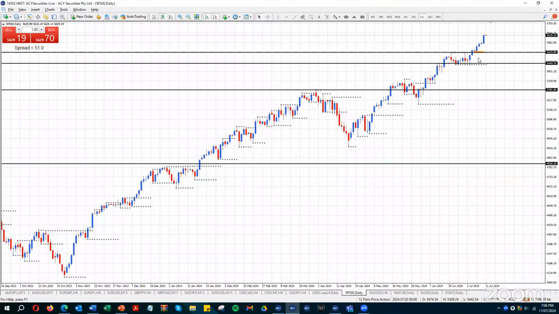S&P 500, no pullback this week at the moment. Still at the high of the move.